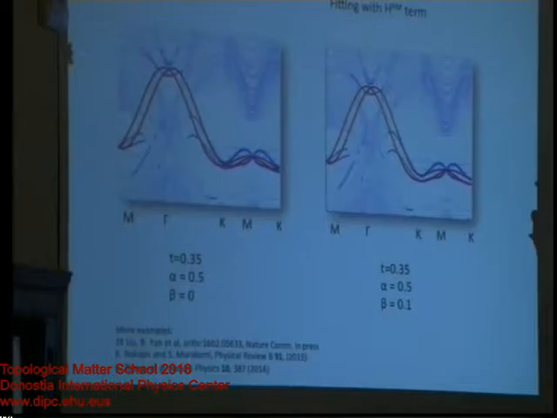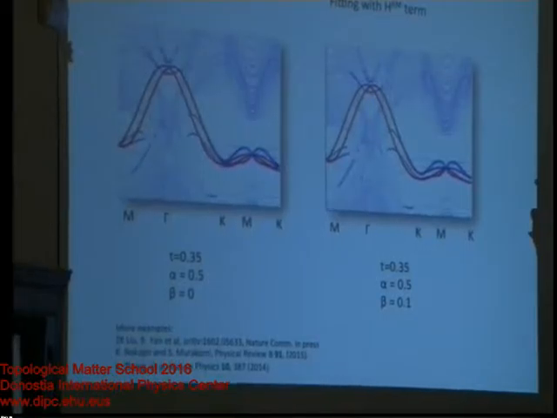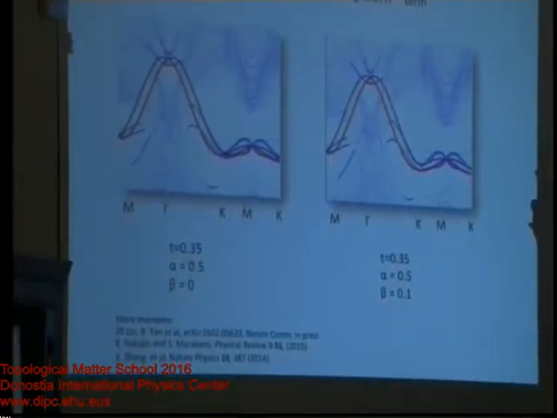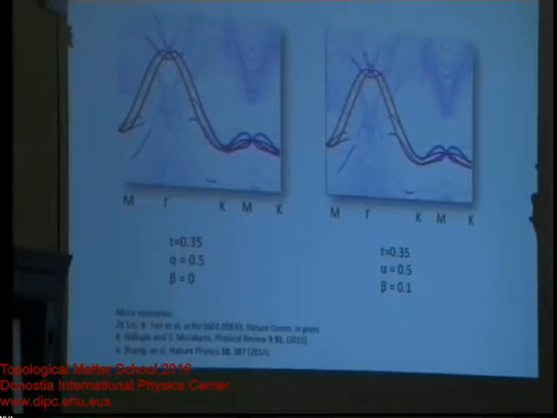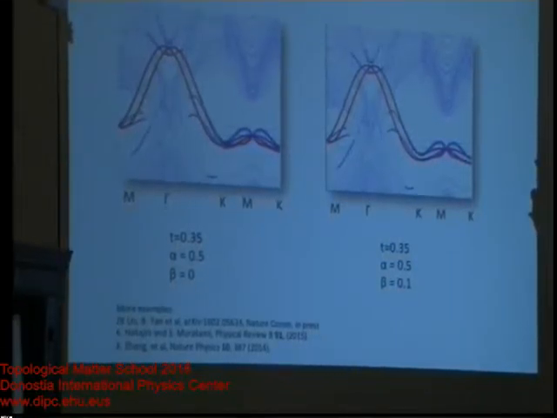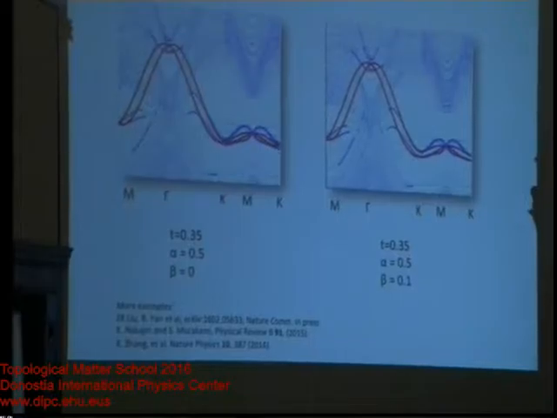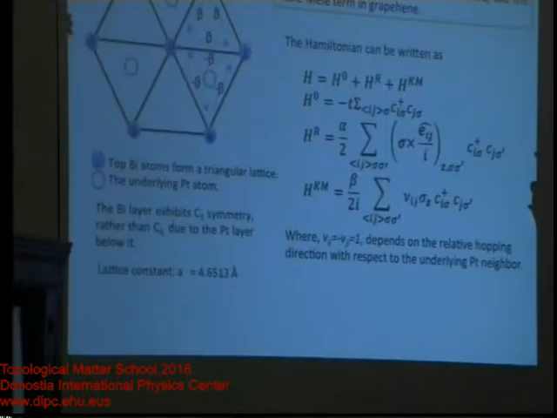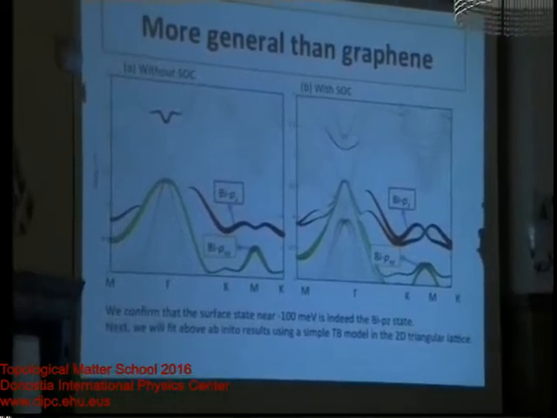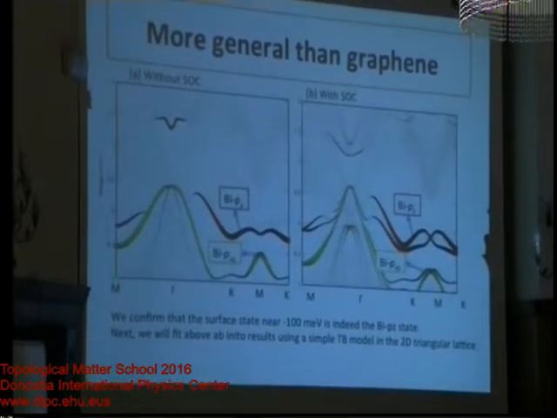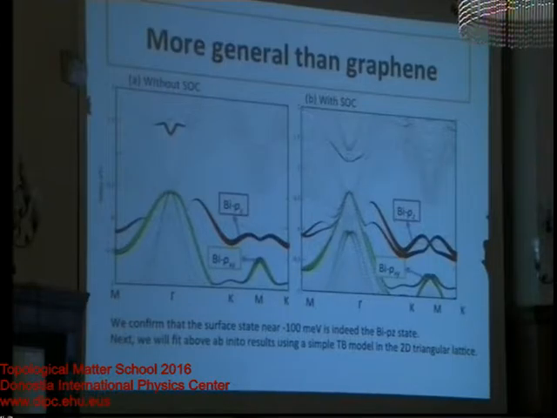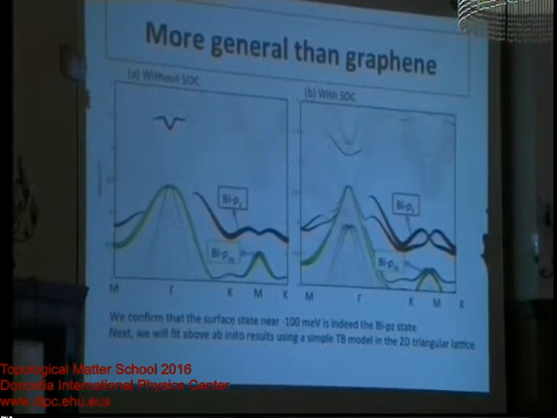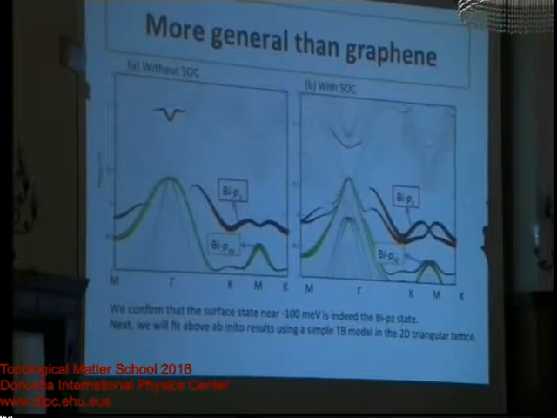The red line is from the model. Yeah, thank you for asking. This one? Yeah, they are from different bands. The model is oversimplified. There are some different bands here because they are mixed with the bulk. In the model, we just ignored many other effects.